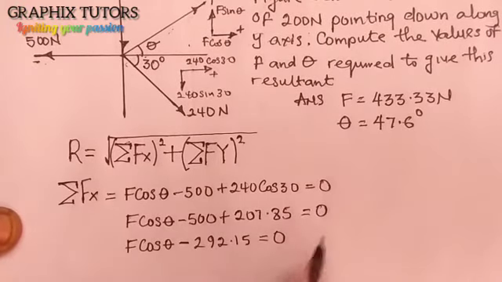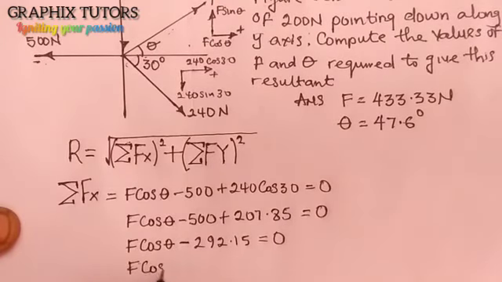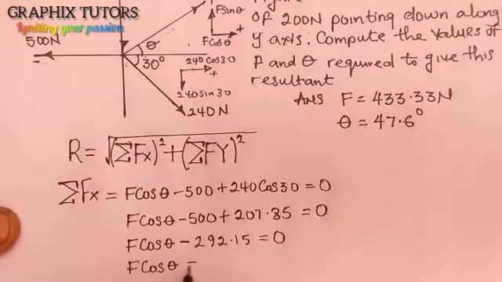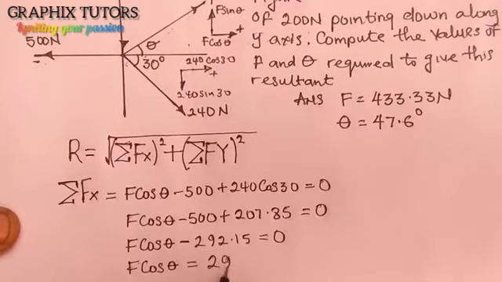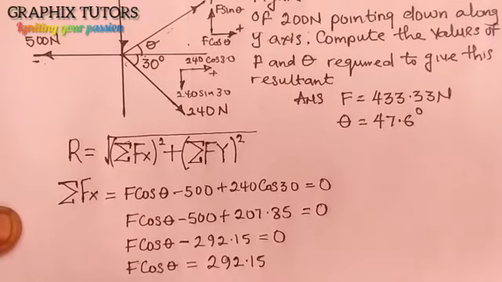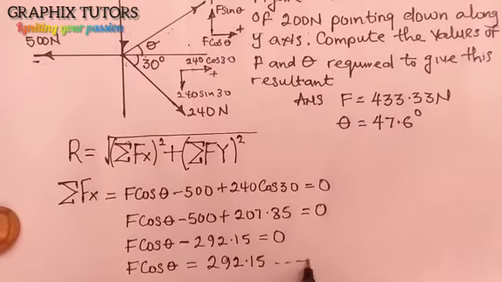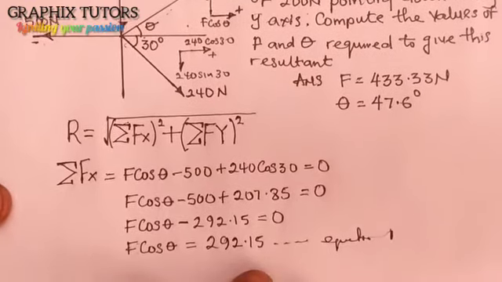Now if I take this to this side, f cos theta will be equal to 292.15. When it comes here, it becomes positive. So we term it Equation 1. Now we've done for the summation of f of x.